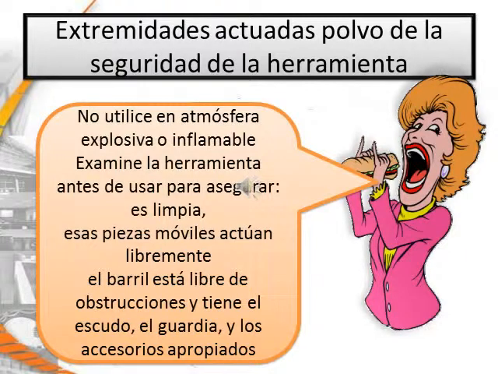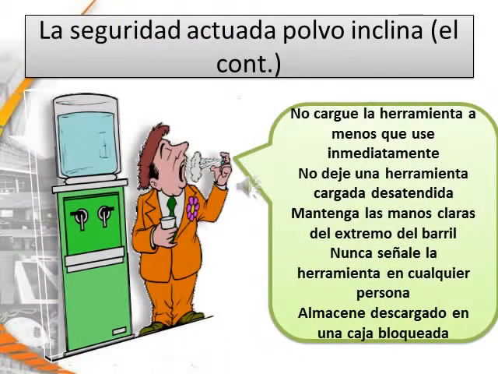Powder actuated tool safety. Never use them in explosive or flammable atmospheres. Inspect the tool before using to ensure that it is clean, its moving parts are operating freely, the barrel is free from obstruction, and it has a proper shield, guard, and attachments. Don't load the tool unless you're using it immediately. Don't leave an unattended loaded tool. Keep hands clear of the barrel end. Never point the tool at anyone, and store it unloaded in a locked box.